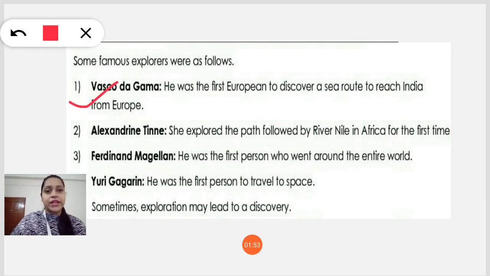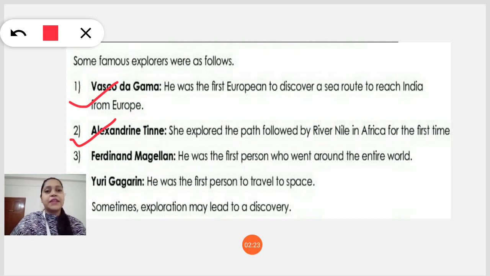Vasco da Gama, what did he do? He was the first European to discover a sea route to reach India from Europe. Then we have Alexandrine Tine. She explored the path followed by River Nile in Africa for the first time. What did Alexandrine do? She explored the path followed by River Nile in Africa for the first time.